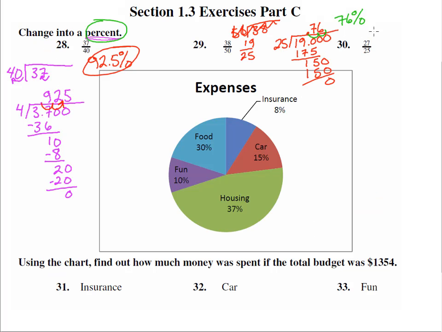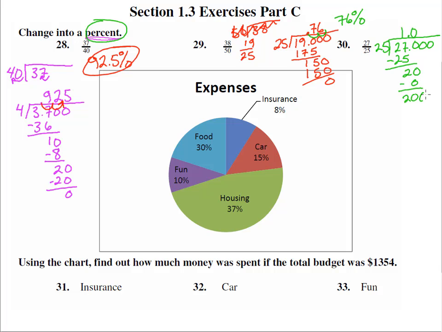And number 30, 27/25ths. So we've got to take 27 divided by 25. Put a couple of zeros here. 25 does go into 27, so we get 1 over there. 1 times 25 is 25. Subtract it, we get a 2. Drop down the 0. 25 goes into 20. It doesn't go in, so we better put a 0 there. 0 times 25 is 0, and subtract, we get 20 again.